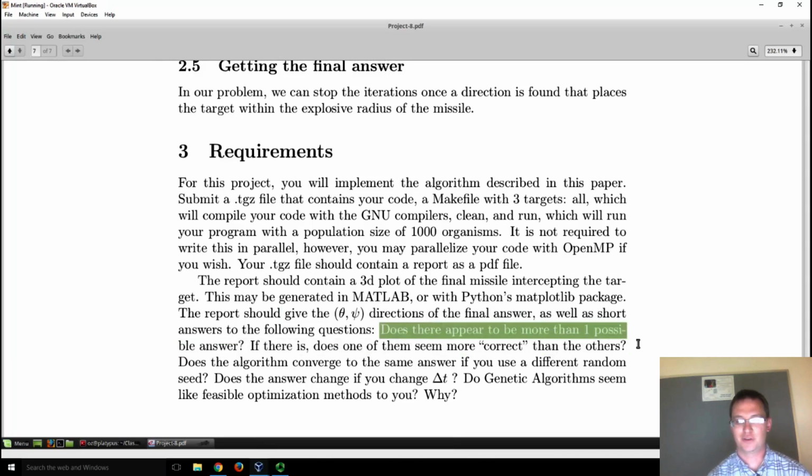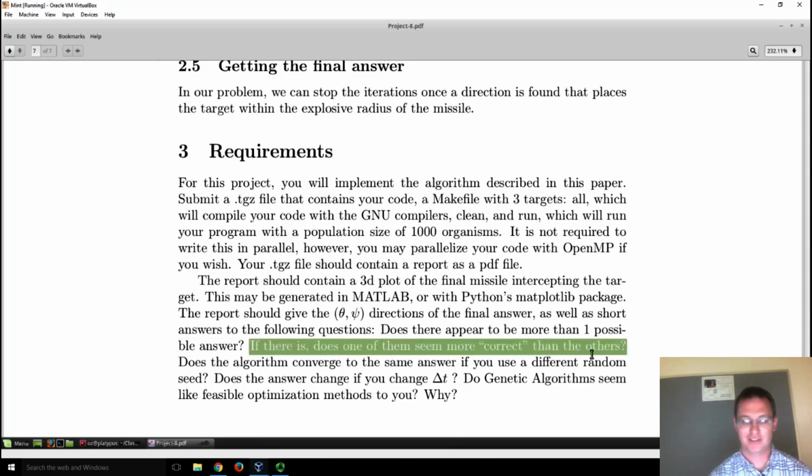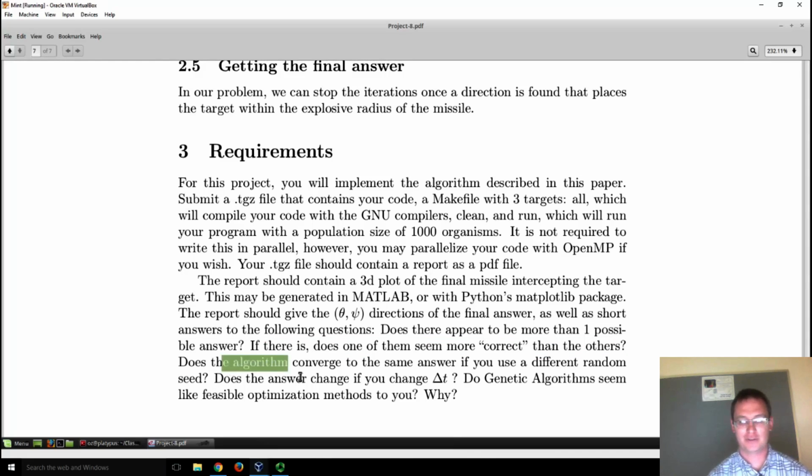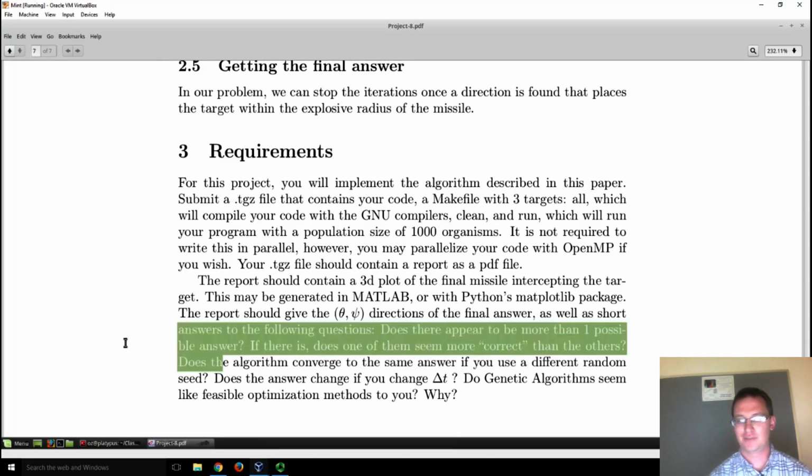First off, does there appear to be more than one possible answer? I gave you that answer just now. So tell me if you see it, and if you don't, then that's fine. Does one of them seem to be more correct than the others? Does the algorithm converge to the same answer if you use a different random seed?